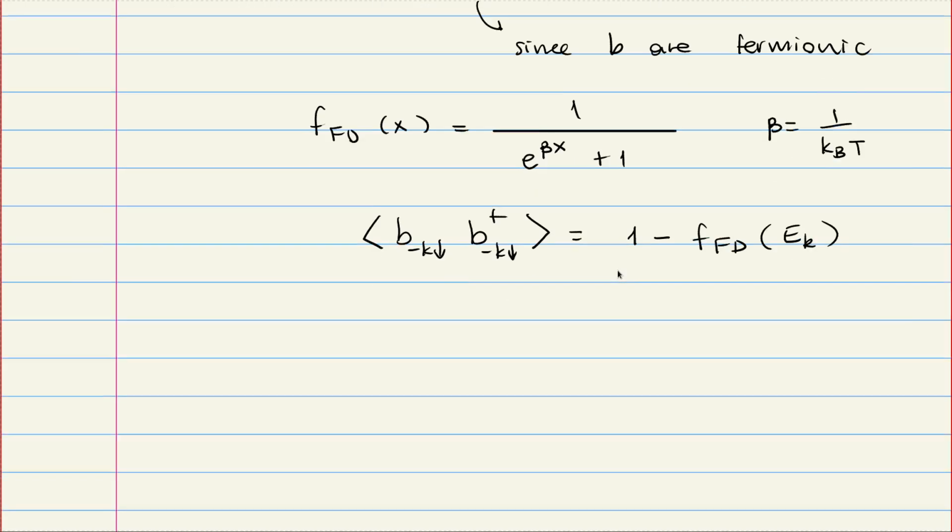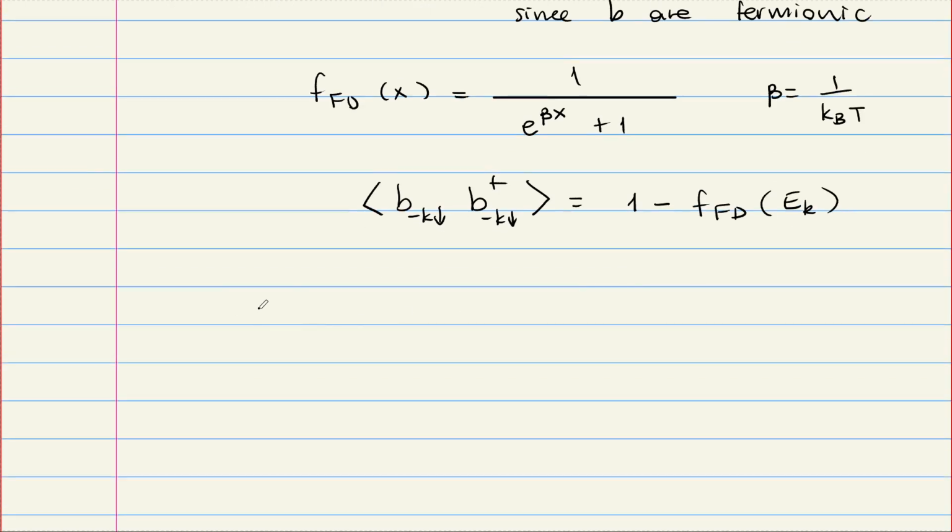But in the calculation of the order parameter, which I also started calling the pair potential, delta was equal to g squared, sum over all k, expectation value of c minus k down, c k up. So the tricky thing about this is that it is written in terms of the original electron operators.